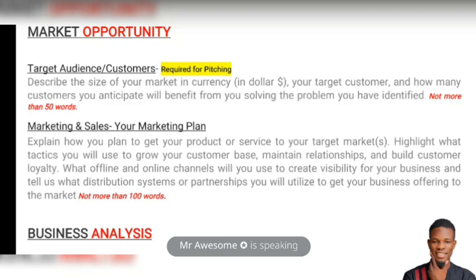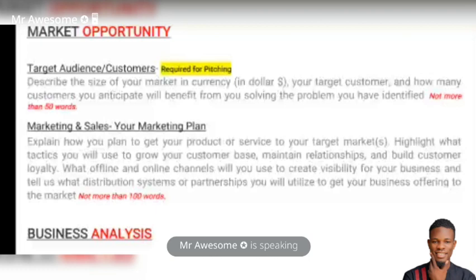Explain how you plan to get your product or service to your target customers. That's your marketing and sales. How are you planning to get your product to your customers? Are you going to have a store? An outlet? A walk-in center? A showroom for your business? That is how your customers are going to access your product.